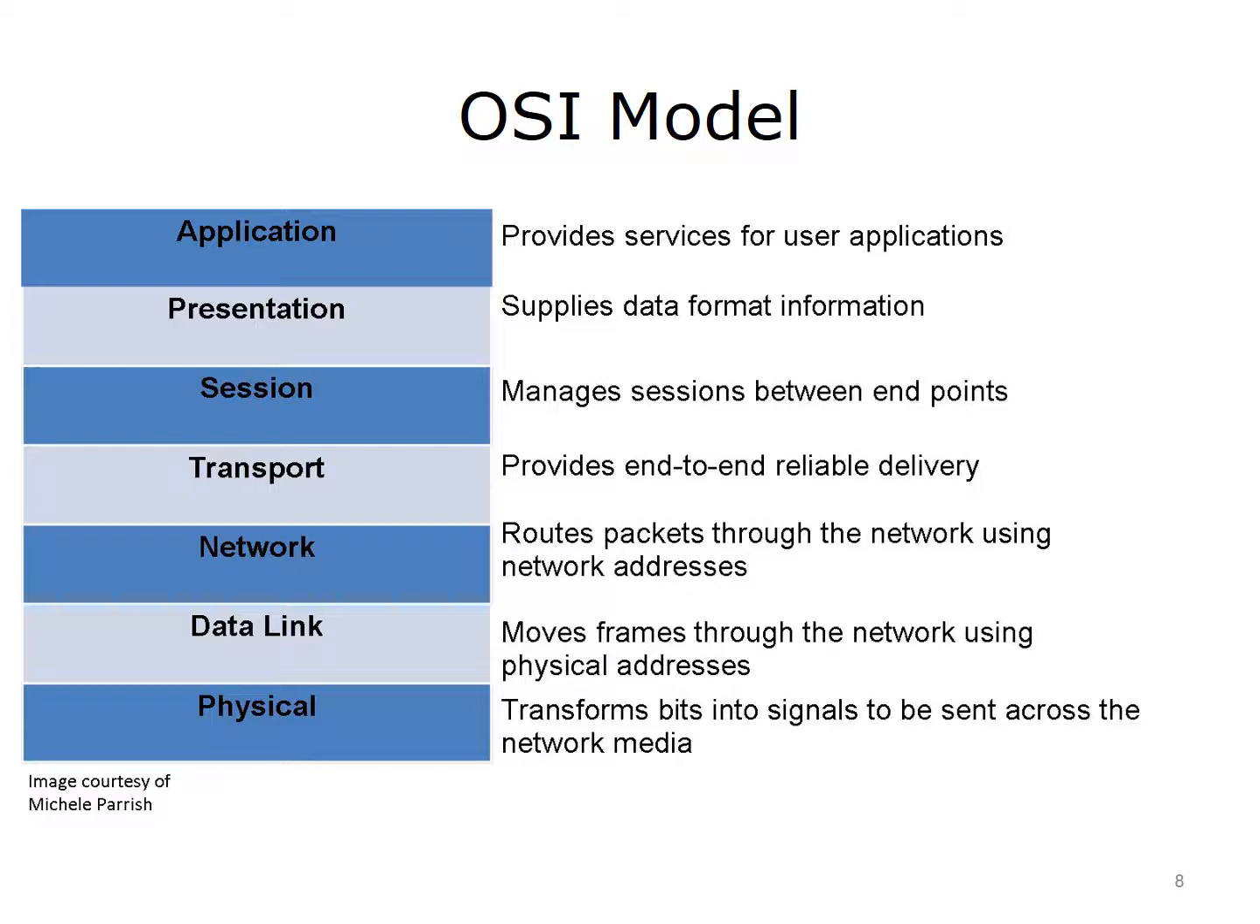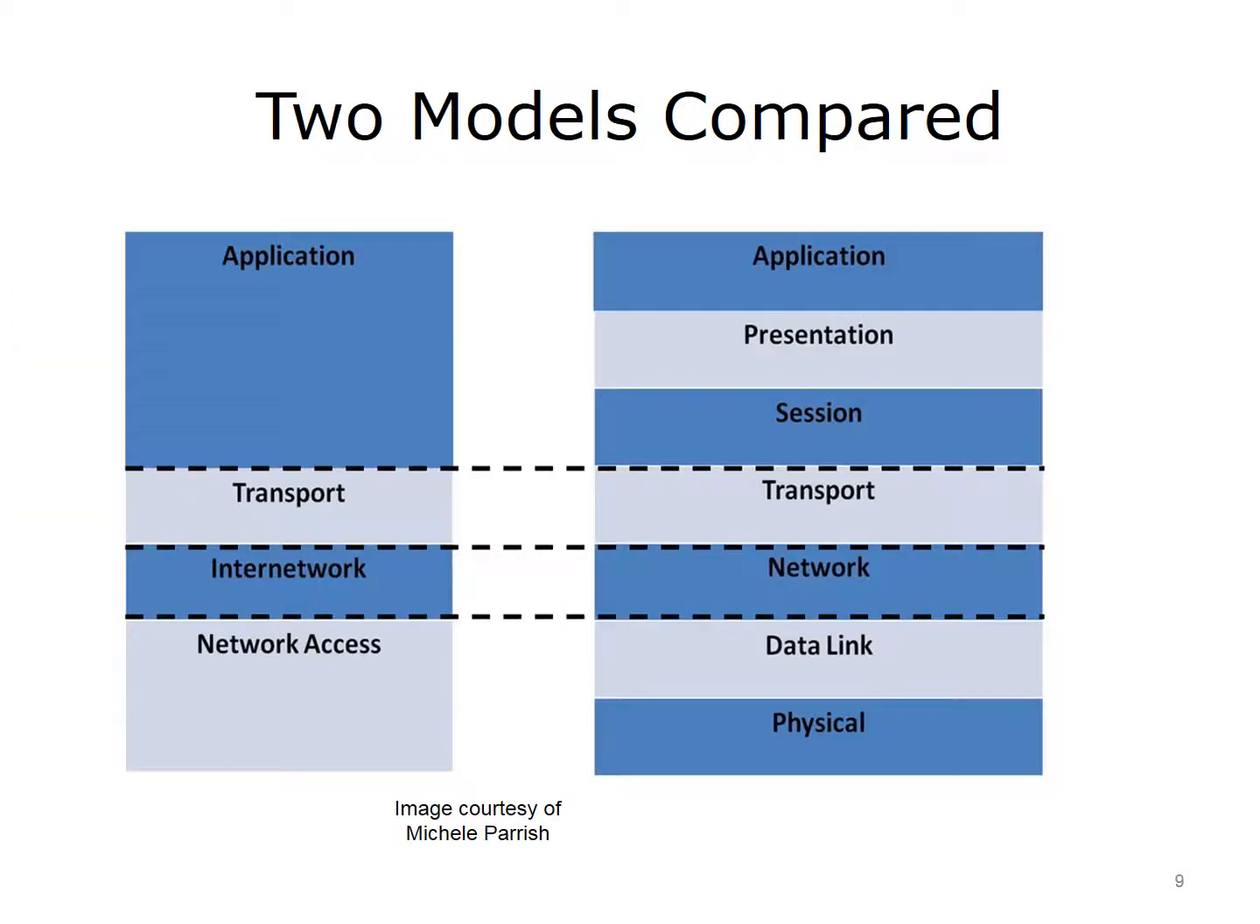The application layer of the TCP IP model is equal to the application, presentation, and session layers of the OSI model. The transport layers in both models are equal to each other. The internetwork layer of the TCP IP model is equivalent to the network layer of the OSI model. The network access layer of the TCP IP model is the same as the data link and physical layers of the OSI model.